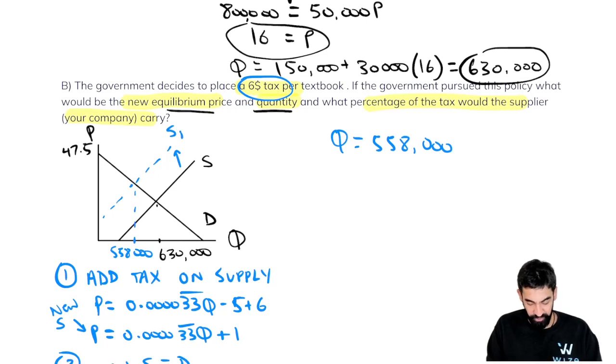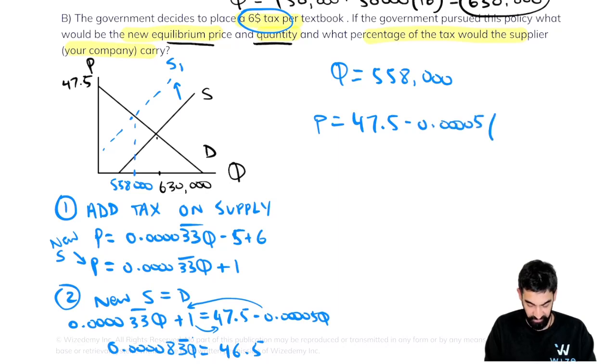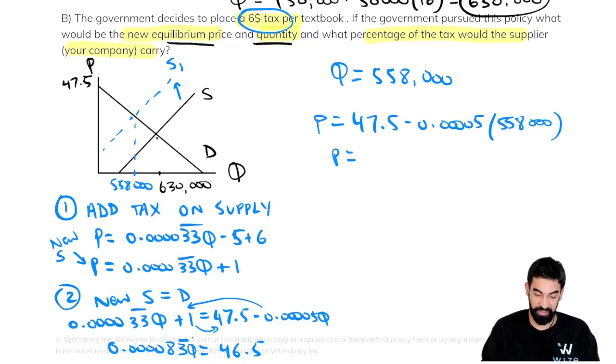So we got the new equilibrium quantity. Now we need to get the new equilibrium price. The new equilibrium price is where the new supply hits the demand. So you can plug it back into either of the two equations you just made equal to each other, either the new supply or the demand, not the original supply that we had. So I'll just plug it into demand. P equals 47.5 minus 0.0005, and then the Q you plug in as 558,000. So again, I'll keep the answer in my calculator times 0.0005, and then do 47.5 minus answer. It gives me 19.6.